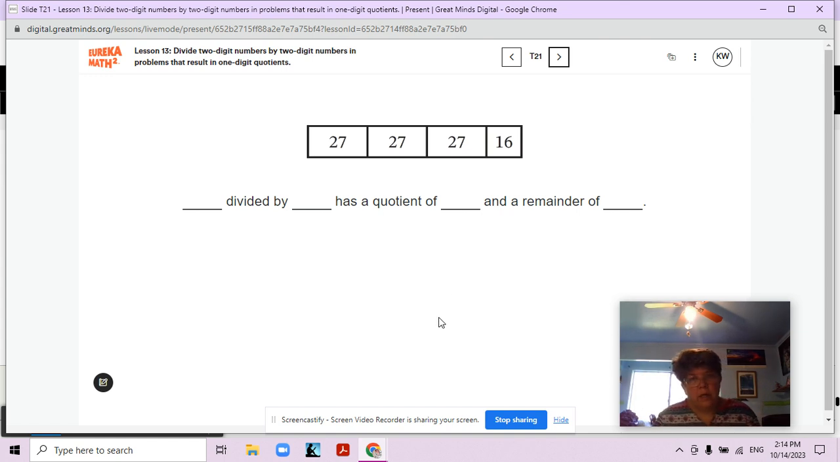Okay. You can see we have a tape diagram and we have some blanks. So we have blank divided by blank has a quotient of blank and a remainder of blank. All right, so we have some vocabulary words here, quotient and remainder. Quotient is the answer to a division problem, right? So the answer is going to go here. The leftover is going to go there. And we have to figure out what is being divided by what. So think about what you see there, right?